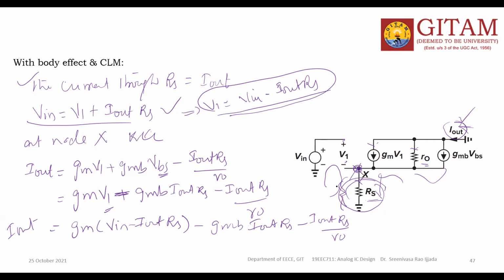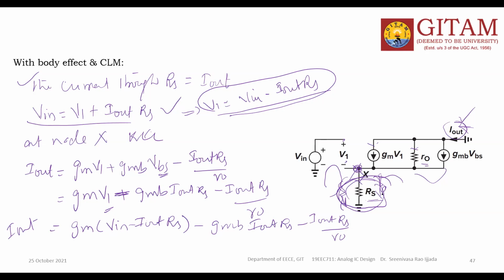What is the node X voltage? So let us say Vx. What is the Vx value? Vx value is nothing but the voltage drop across Rs. What is the voltage drop across Rs? Minus Iout into Rs. That is the voltage drop across Rs. That is called Vx.